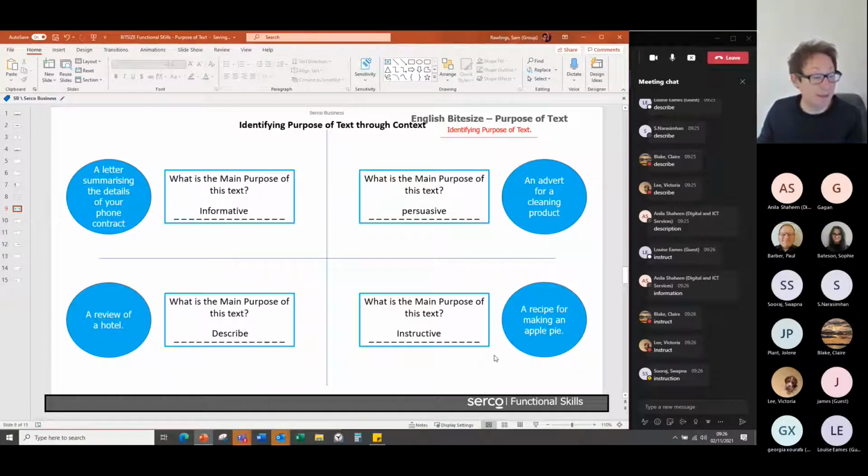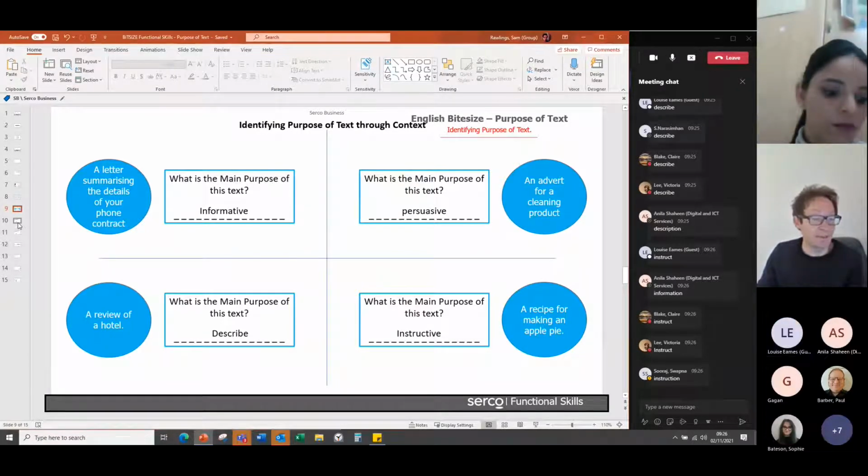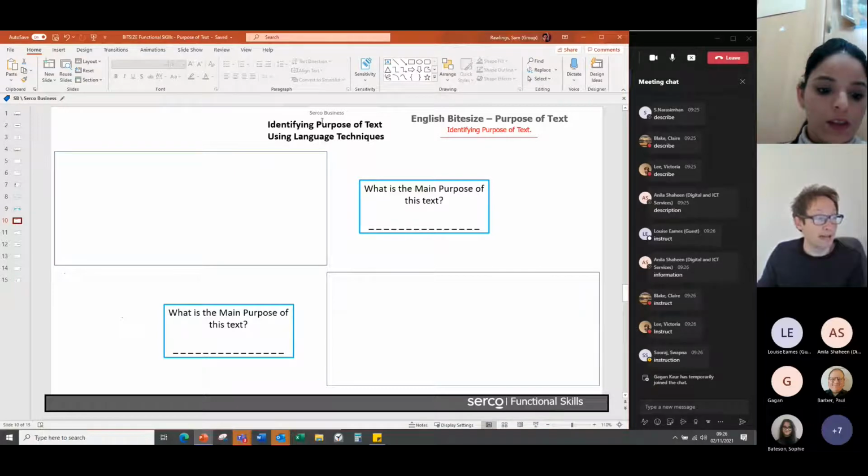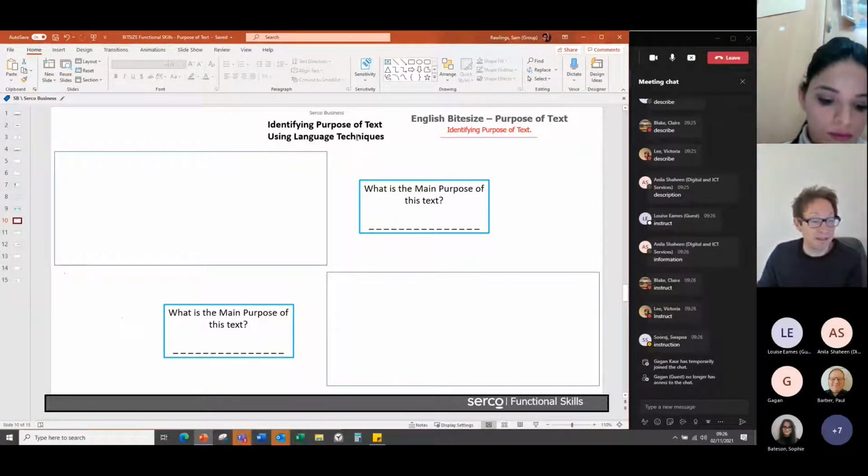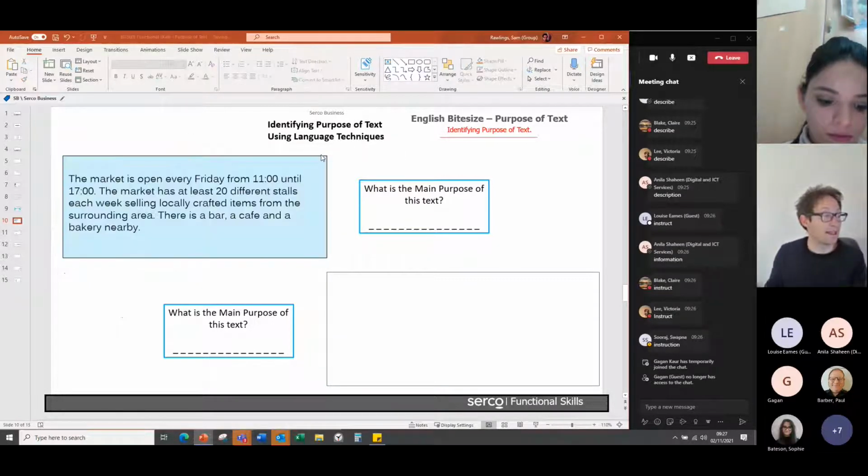So that's fantastic, which means we've still got 4 minutes and we can try another activity. So let's give this next one a go. This one is a bit more difficult. So what we're going to do now is identify purpose of text through using language techniques. You can still apply context if you want, but primarily you've got to look at the language techniques. So what would you say is the purpose of this text?